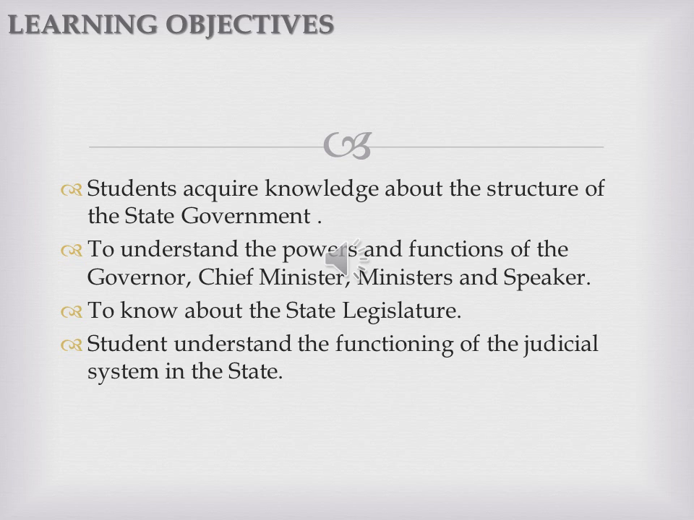Then to know about the state legislature. In the previous lesson you learned about the parliament, the two houses of the parliament, Lok Sabha and Rajya Sabha. Here you will learn about the state legislature. Most state legislatures have only one house, that is the legislative assembly, but some states have two houses: the legislative assembly and the legislative council.